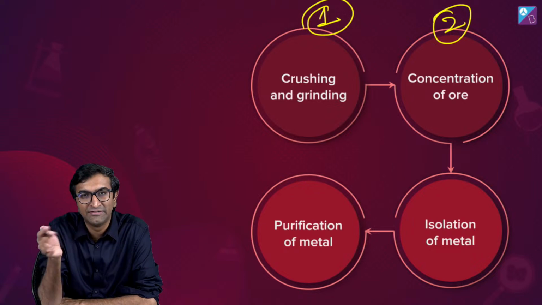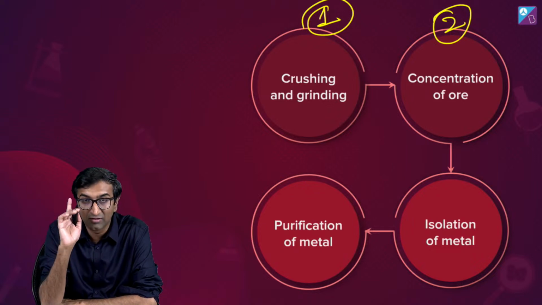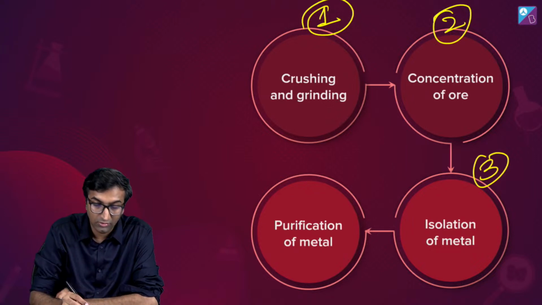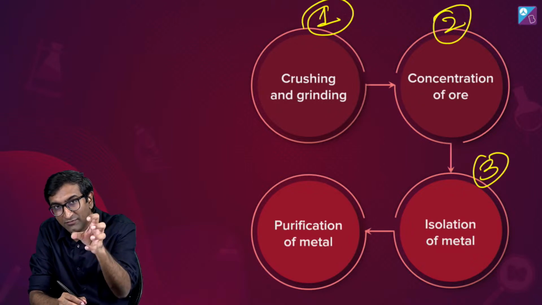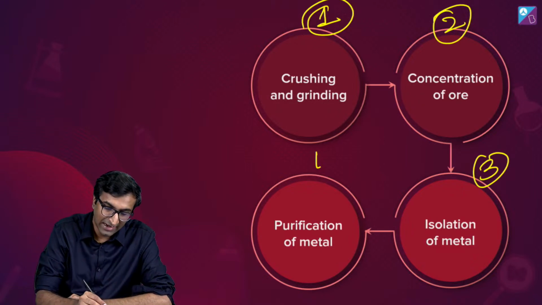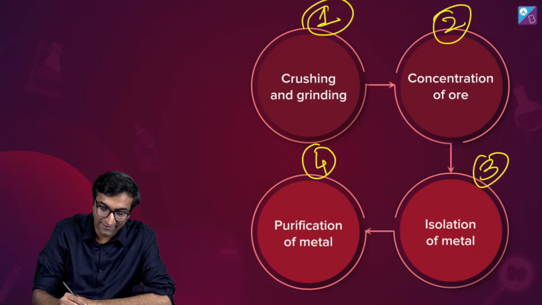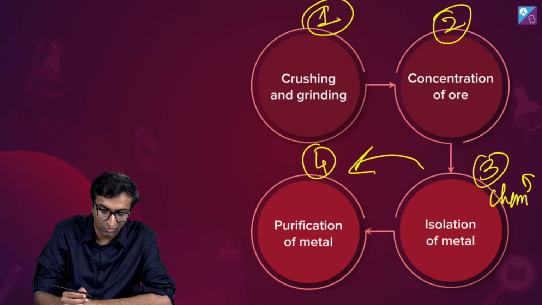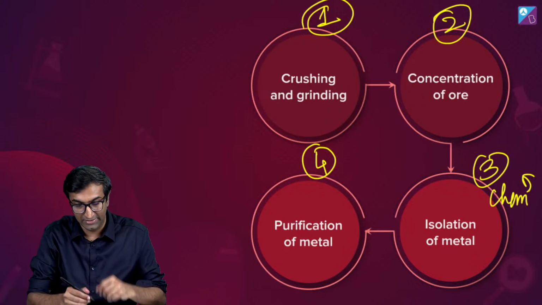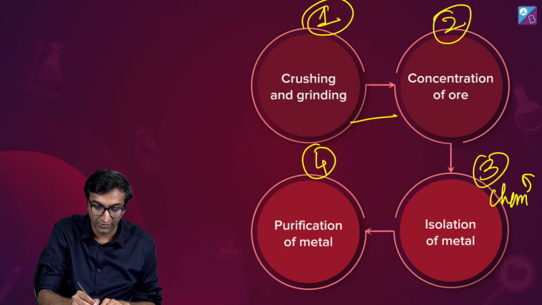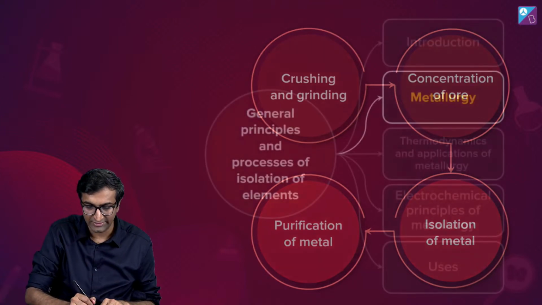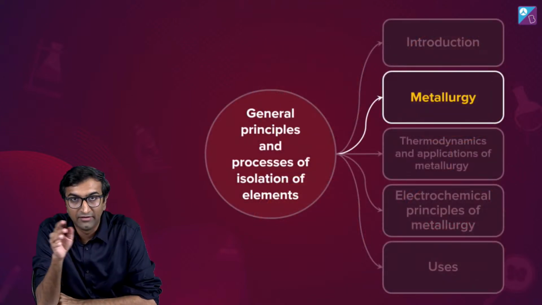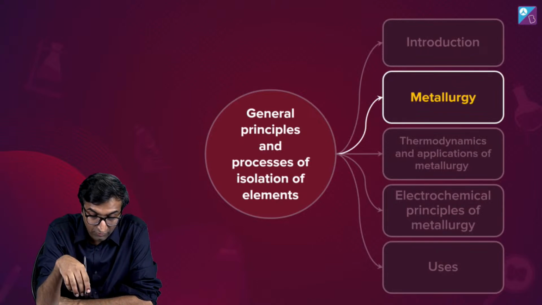The next step is the concentration of ore, meaning we throw away the unwanted things, the gangue and all that. Third, okay, we have done all this, now let's focus on this metal. And the last step is that because I have done some chemical methods here in point 3, I have to undo that and get very, very pure metal. Right now we're going to focus mostly on these two: crushing, grinding, and the concentration of ore. So that was the introduction.